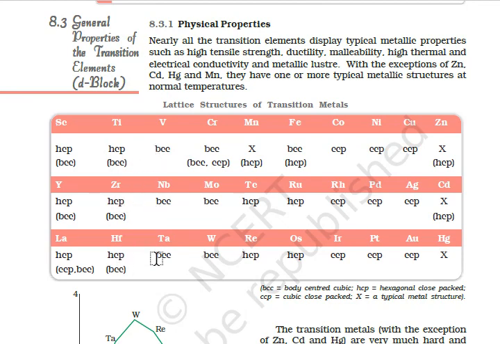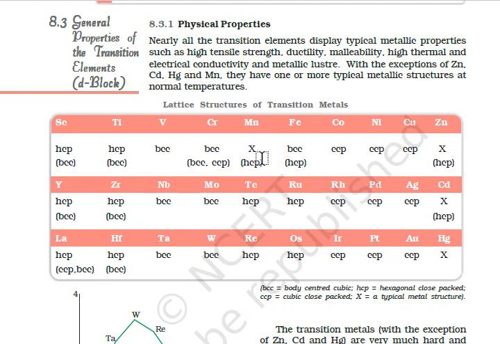Vanadium, niobium, and tantalum all possess body centered cubic cells. Next, chromium, molybdenum, and tungsten are also having body centered cubic cells. But in the case of chromium, cubic close packing can also be seen.